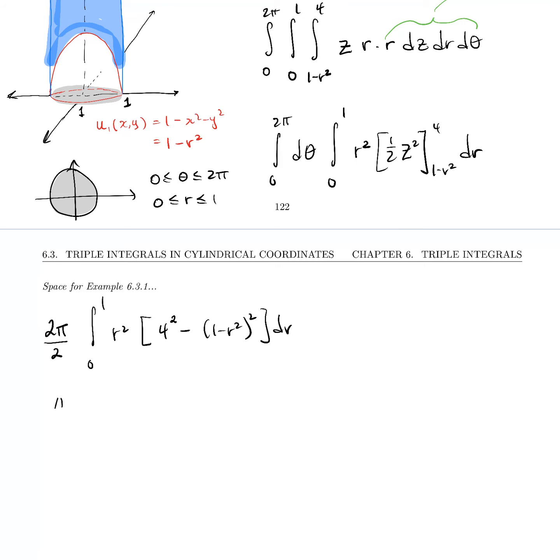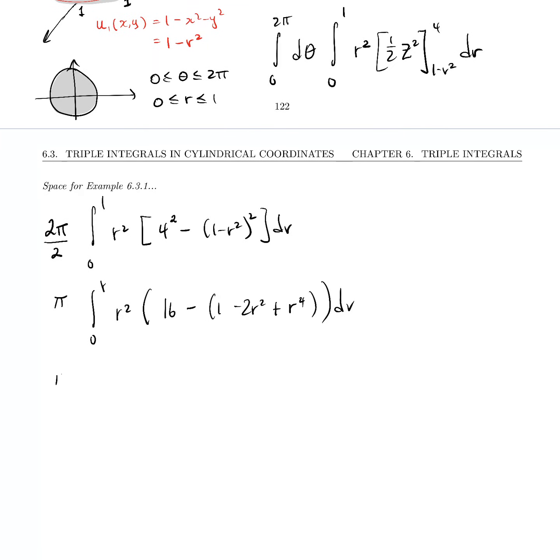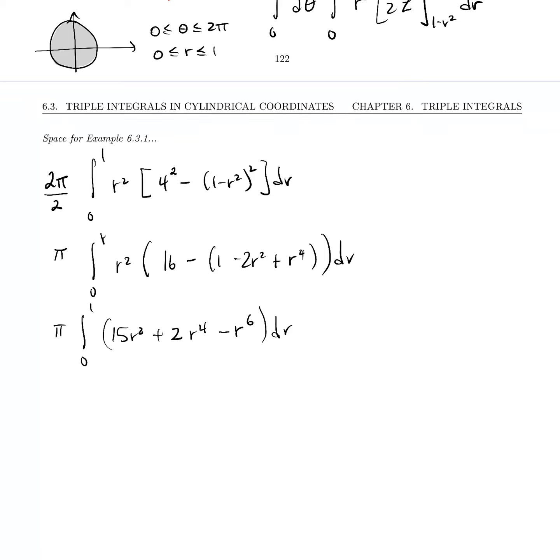So let's go and get that done. So this is pi times the integral from 0 to 1. We've got r squared, and this is going to be 16 minus 1 minus 2r squared plus r to the 4th dr, or pi times the integral from 0 to 1. What are we getting here? 16 minus 1 is 15 times r squared, so 15 r squared, minus, so I'm getting plus 2 r squared times r squared, r to the 4th, and then minus r to the 6th dr, which I should really be writing equal signs all the way down here.